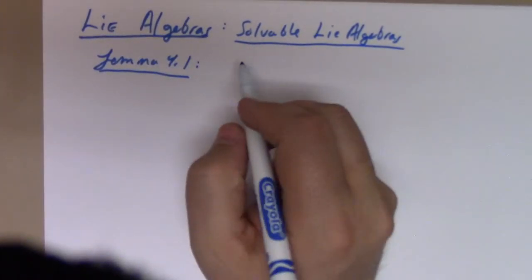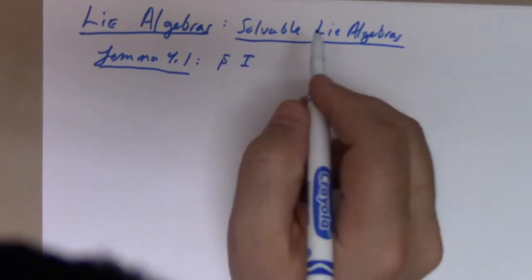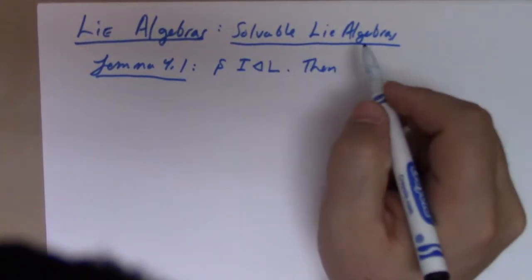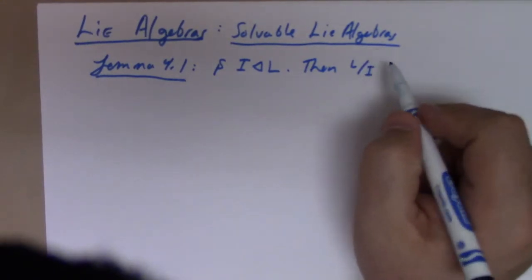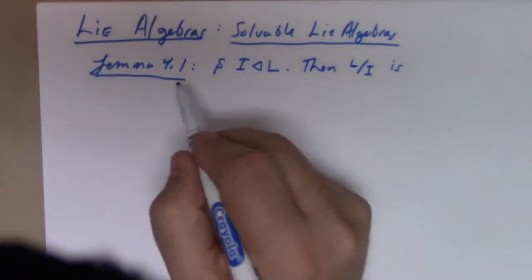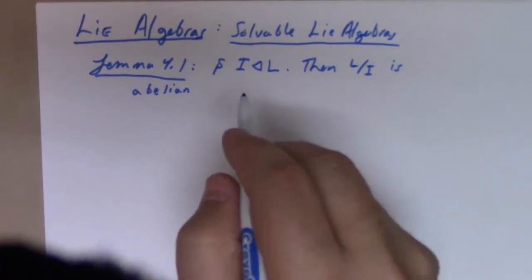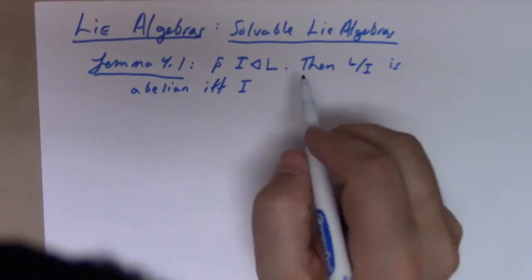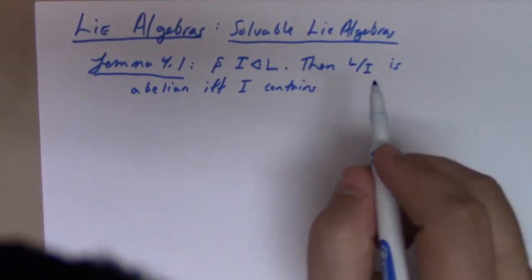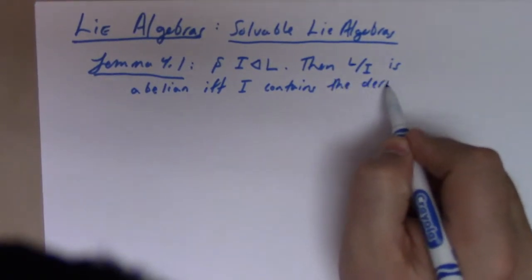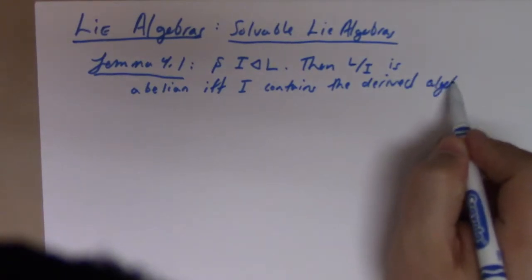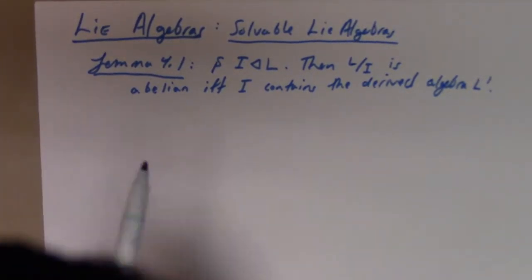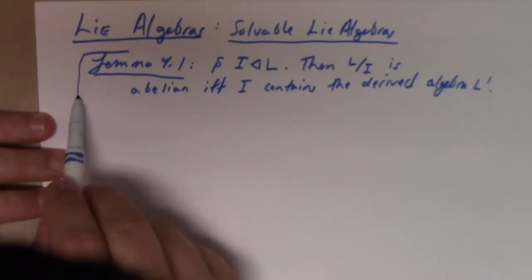What's it say? It says suppose I is an ideal of L, and then L mod I, the quotient of L by I, is abelian if and only if I contains the derived algebra, so-called L prime, right? Okay, so there's the lemma 4.1. Oops, put a box around it. There we go. Now it's official.